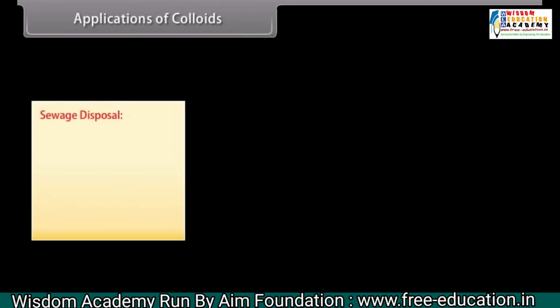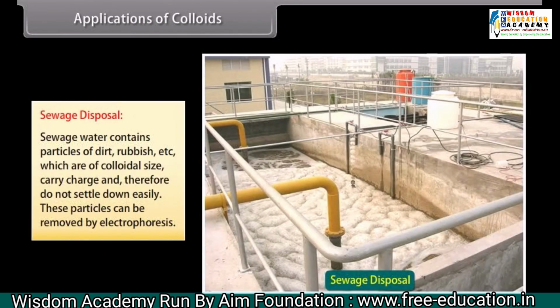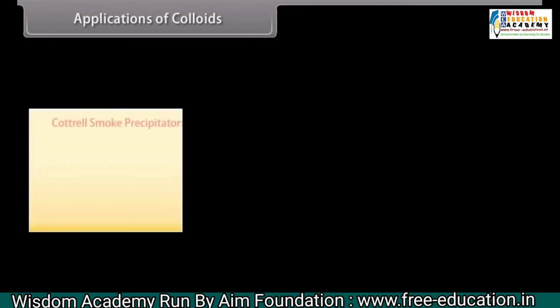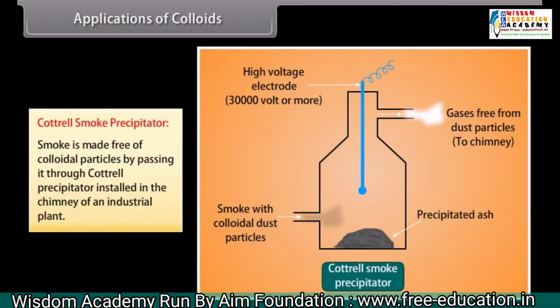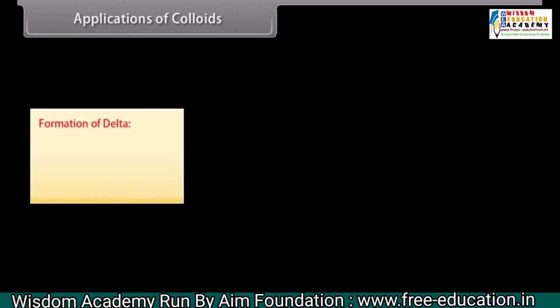Sewage disposal. Sewage water contains particles of dirt, rubbish, etc., which are of colloidal size, carry charge, and therefore do not settle down easily. These particles can be removed by electrophoresis. Cottrell smoke precipitator. Smoke is made free of colloidal particles by passing it through Cottrell precipitator installed in the chimney of an industrial plant. Formation of delta.